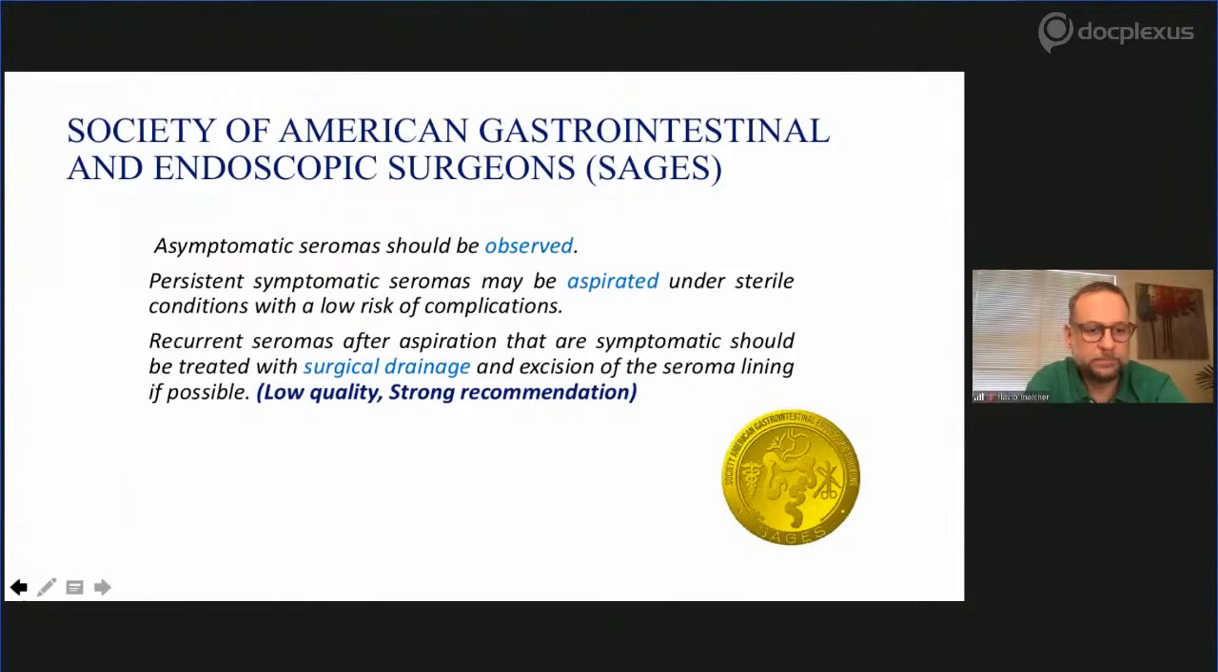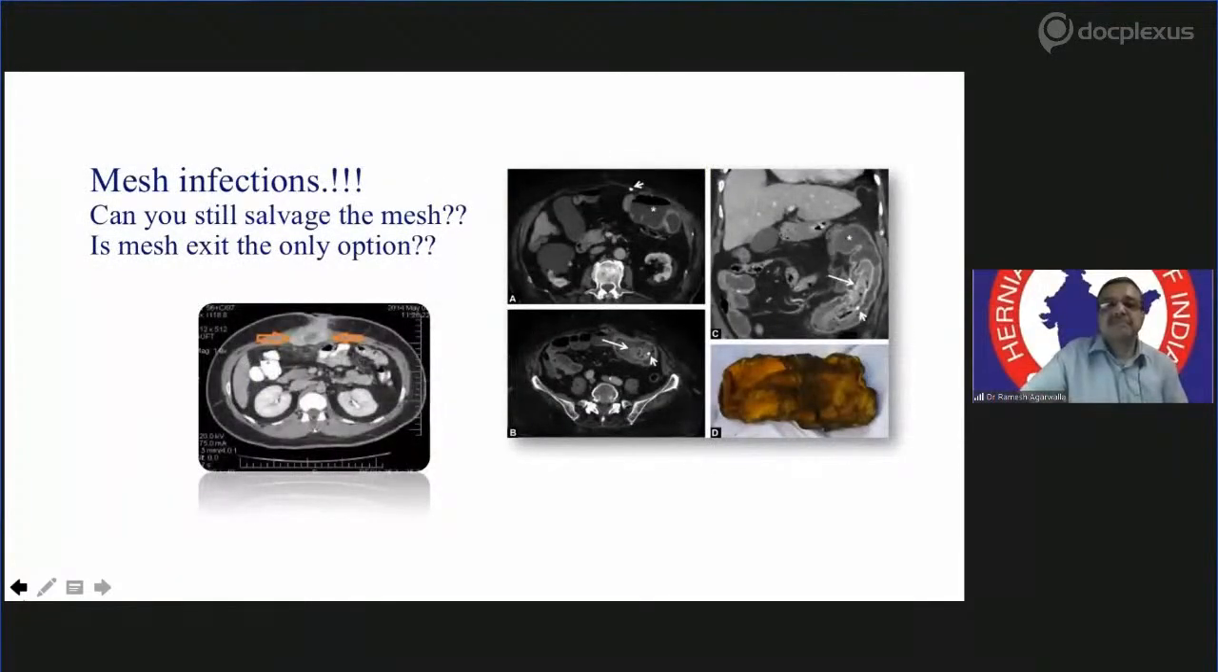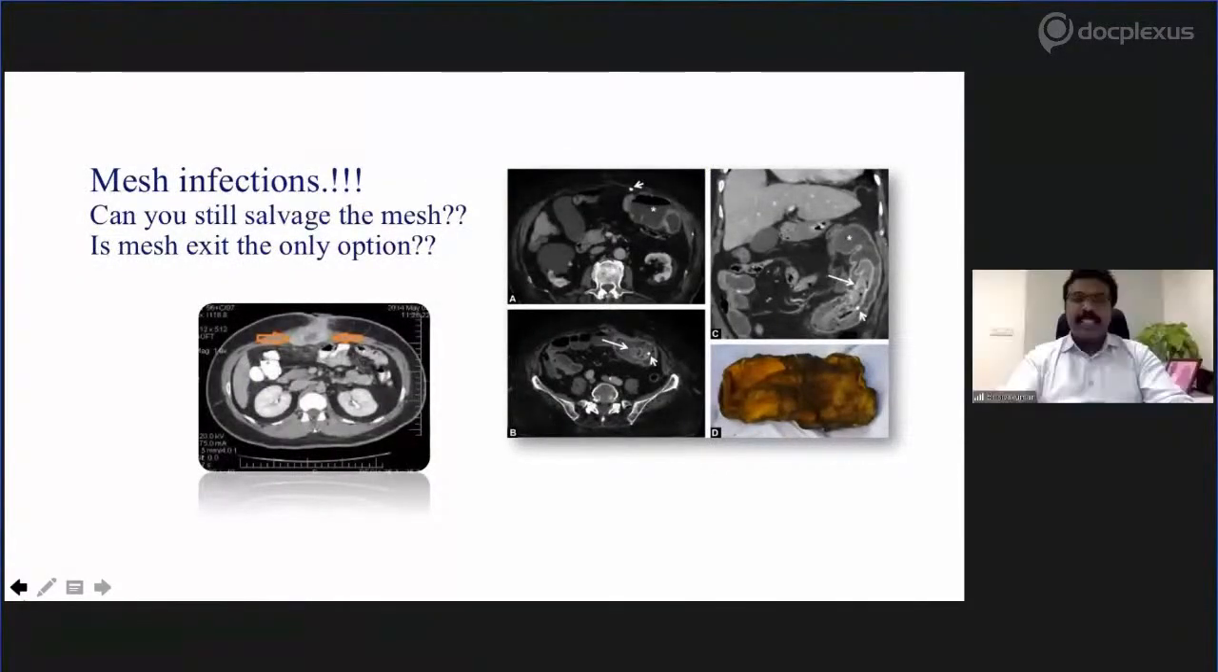Thank you. If there is a mesh infection, can you still salvage the mesh? Is mesh excision the only option? Dr. Anil Sharma, sir?